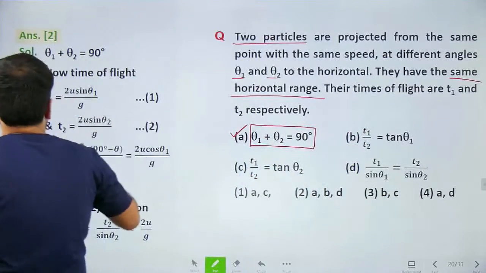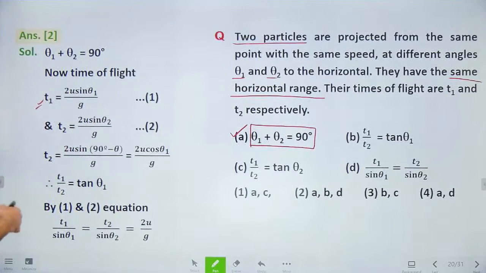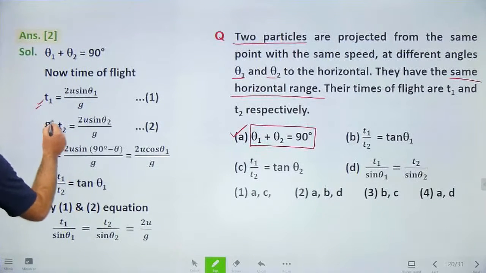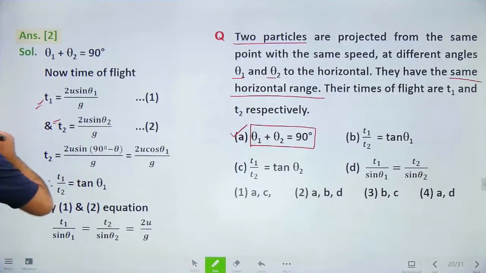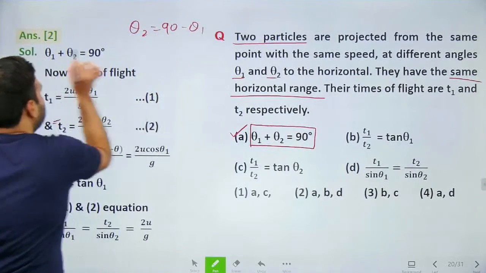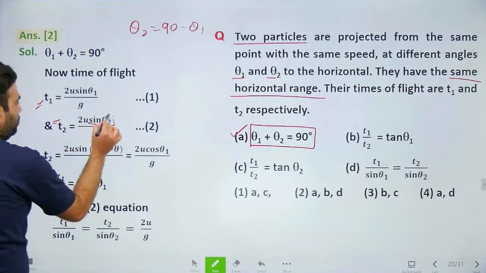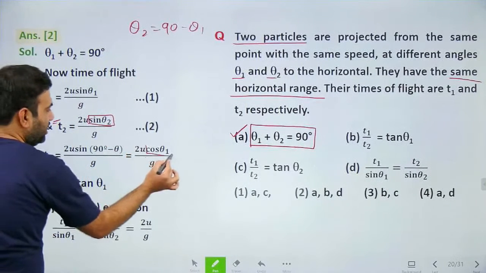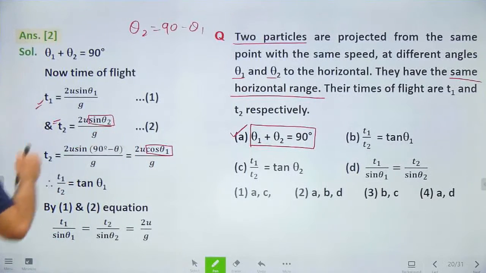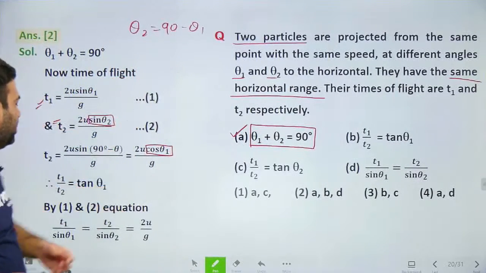The time of flight for the first one will be 2u sin theta1 by g, that is the direct formula, and the time of flight for the second one will be 2u sin theta2 by g. As you know, theta2 is equal to 90 minus theta1, because theta1 plus theta2 is 90 degrees. So we can write sin theta2 is equal to cos theta1, because sin(90 minus theta) is equal to cos theta.